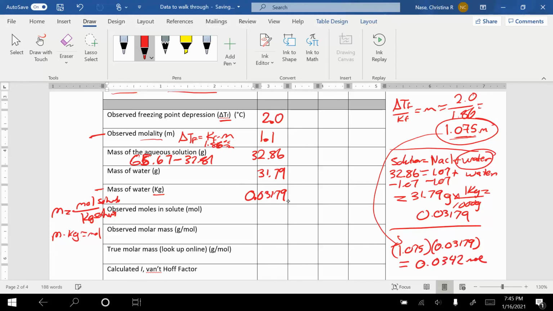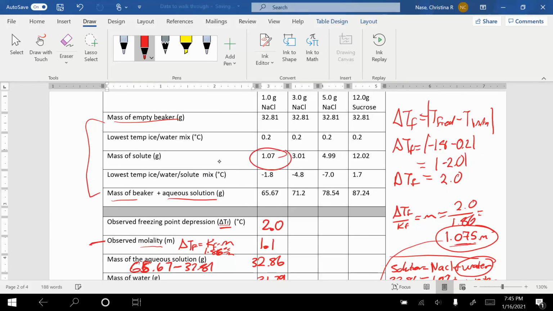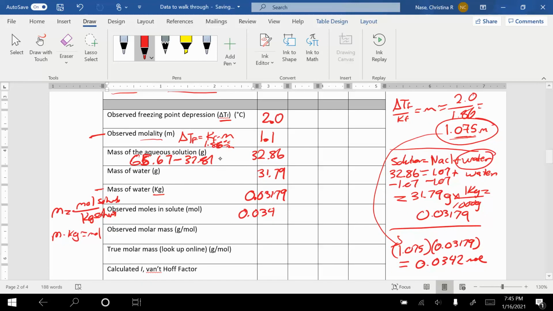All right, so I got that here, 0.034. Now again, remember I only had 2 sig figs there, so I really only have 2 sig figs in this guy. So those are my moles. Now my observed molar mass, just grams over moles. Great, I measured out those grams way early on, right? Those are my grams, and then I have these new moles down here, so I can just say grams per mole.